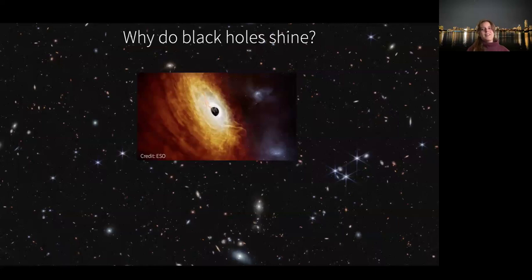One of the questions that pops up very frequently when we talk about quasars being active black holes and observing them from very, very far away is, why do black holes actually shine? We're used to this definition of a black hole where not even light can escape. But what I want to make clear right at the beginning is that when we talk about light not escaping, we're talking about the boundary that is called the event horizon.